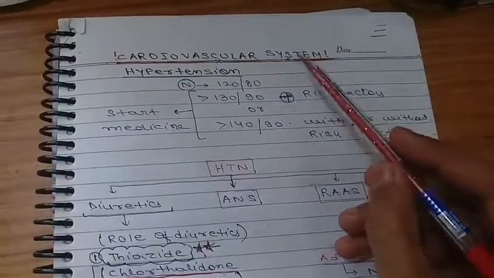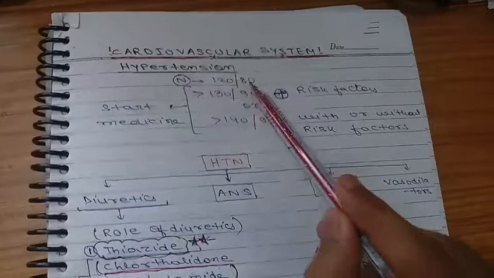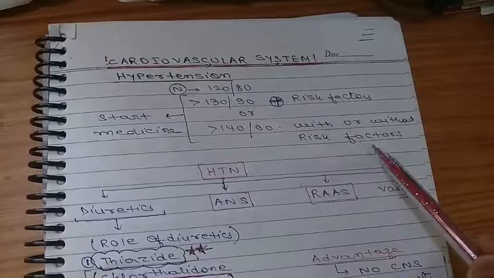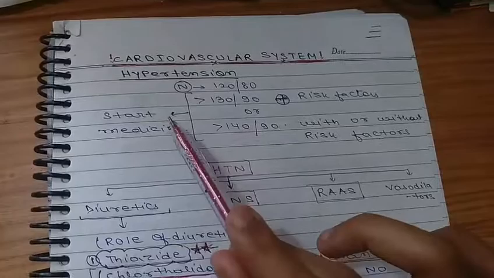In this video, we are going to start the cardiovascular system in pharmacology, in which first we will discuss hypertension and the antihypertensive drugs. Normal BP is 120 by 80, but if the BP is greater than 130 by 90 with a risk factor, or greater than 140 by 90 with or without a risk factor, then we should start medicine. So these are the two conditions in which we have to start medicine.